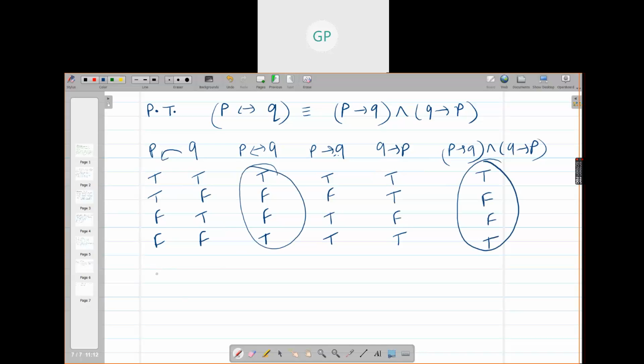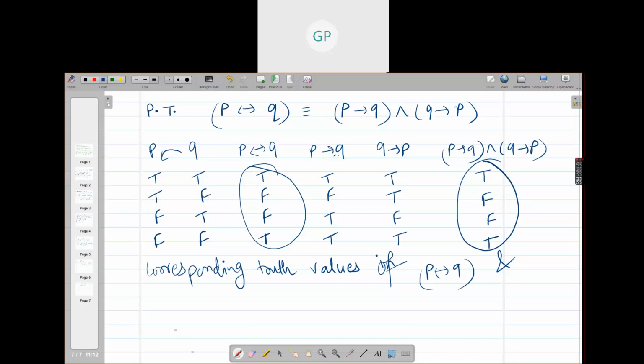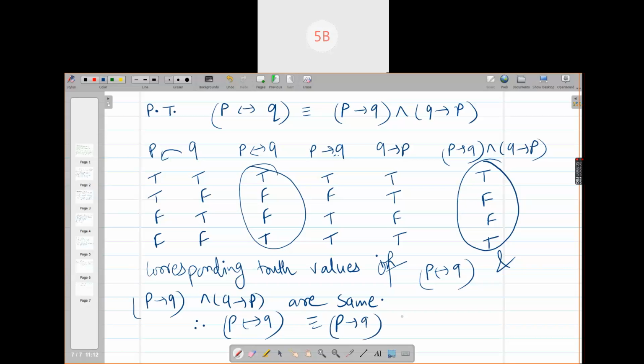So corresponding truth values in P if and only if Q, and P implies Q and Q implies P are same. Therefore, P if and only if Q is equivalent to P implies Q and Q implies P.